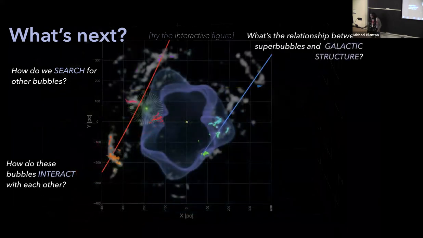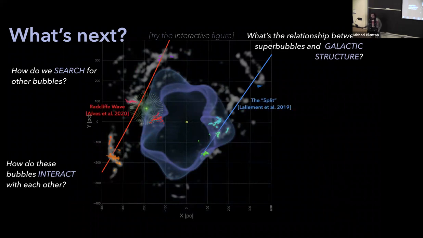What's the relationship between superbubbles and galactic structure? Very early in the talk, there's a question about why the distribution of star forming regions on this bubble was so asymmetric. You can see that they're preferentially located on either side. There's nothing here and here, but there are star forming regions here and here.